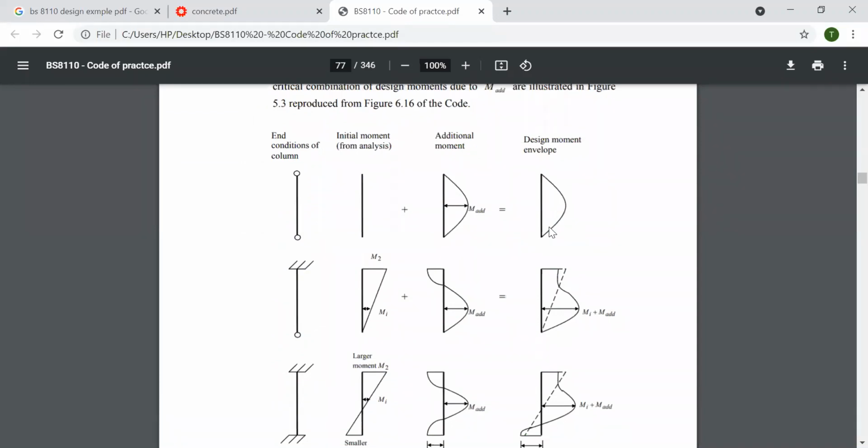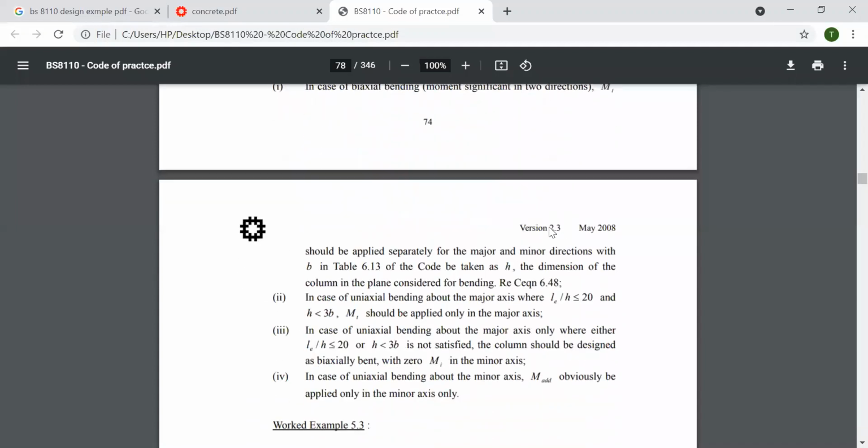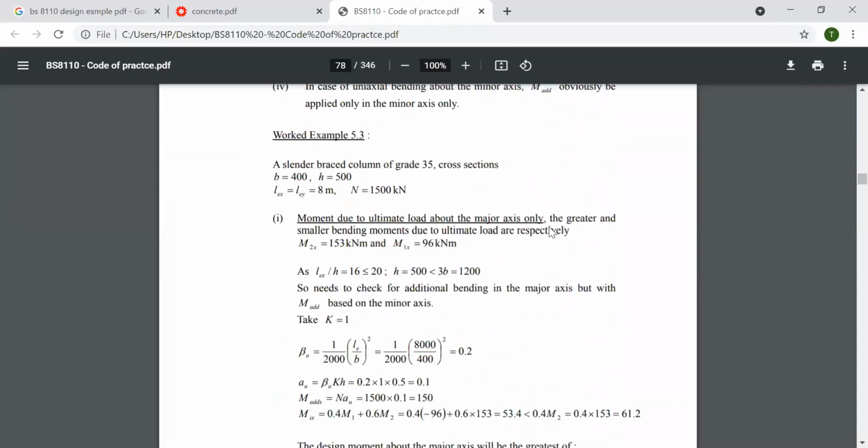So these are the modes of the end condition. I hope you remember it. In the table, it's specified how to find out the beta value. The beta value is required to find out the L effective. So this is how the end conditions are defined, right? So this is one example.